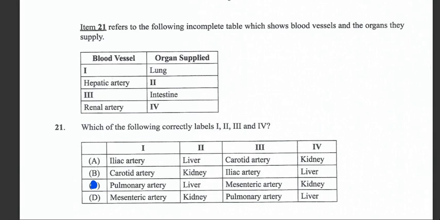So we have the pulmonary artery, we have the liver, we have the mesenteric artery, and then we have the kidney. So the best answer here would be C for number 21.